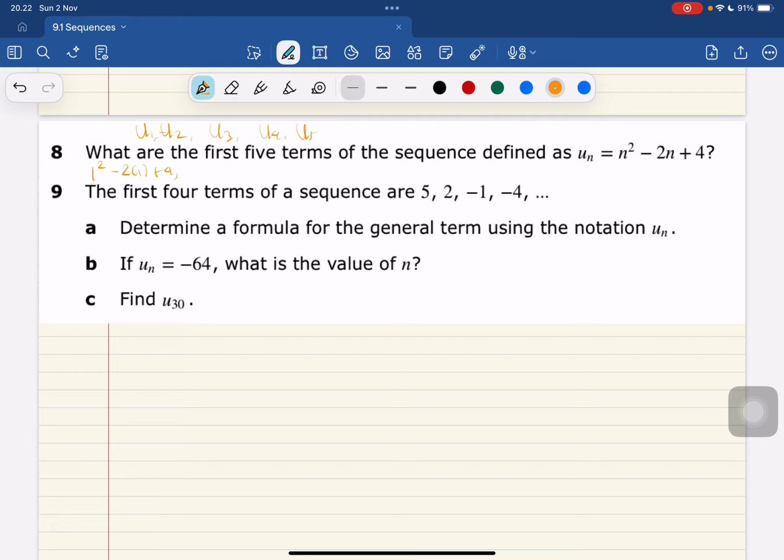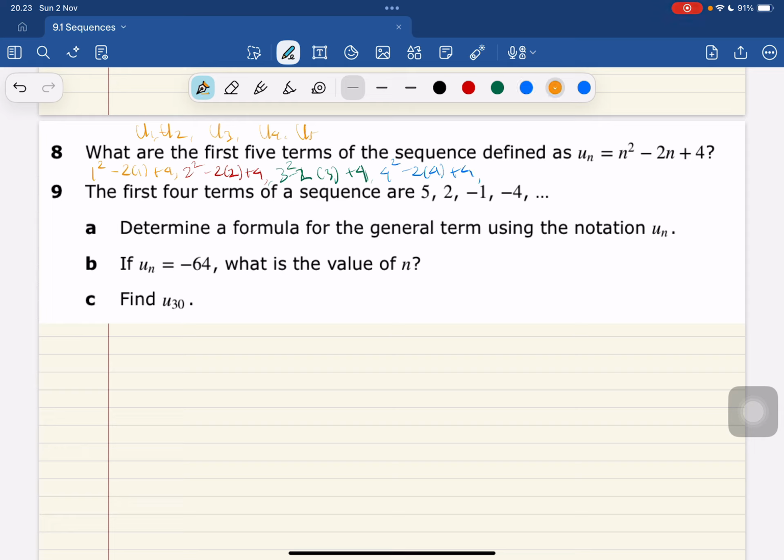Let us make it different. Oh, it's not 1, it's 2. 2 squared, because it's u2, so 2 squared minus 2 times 2 plus 4. Next is 3, so 3 squared minus 2 times 3 plus 4. Next is 4 squared minus 2 times 4, and then plus 4.